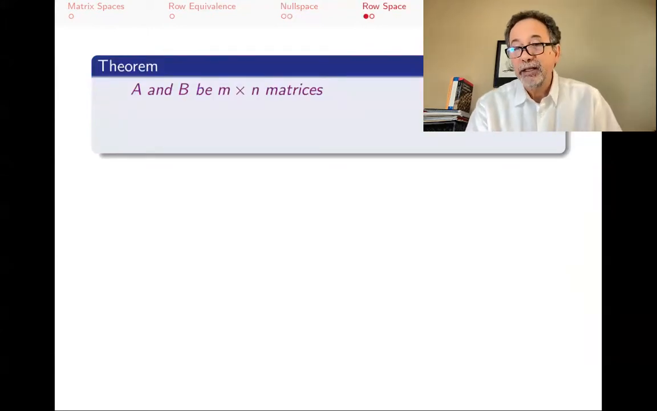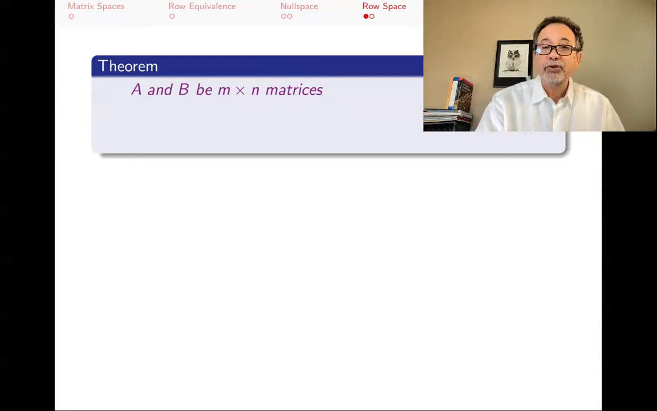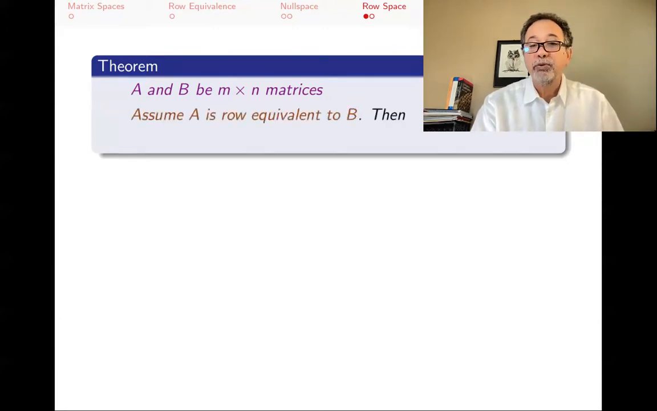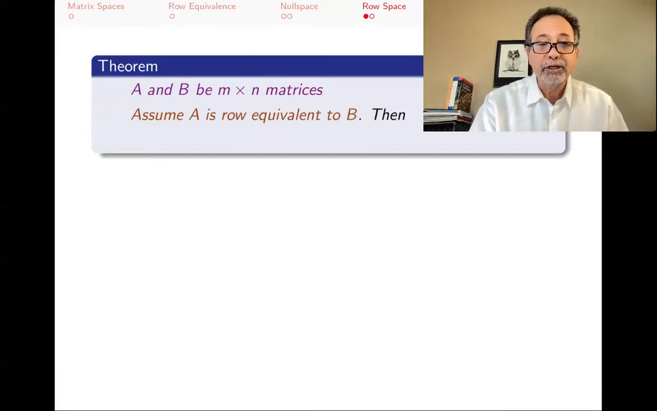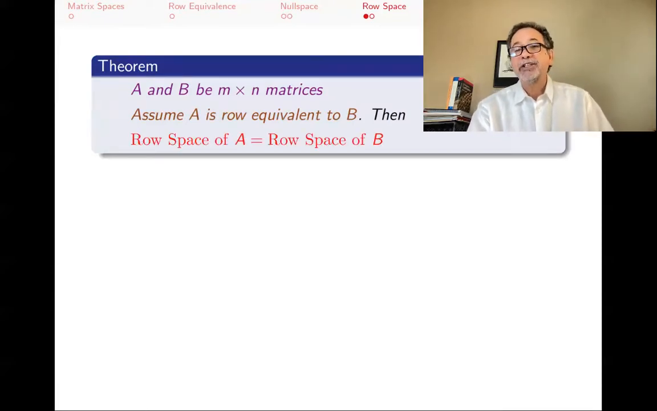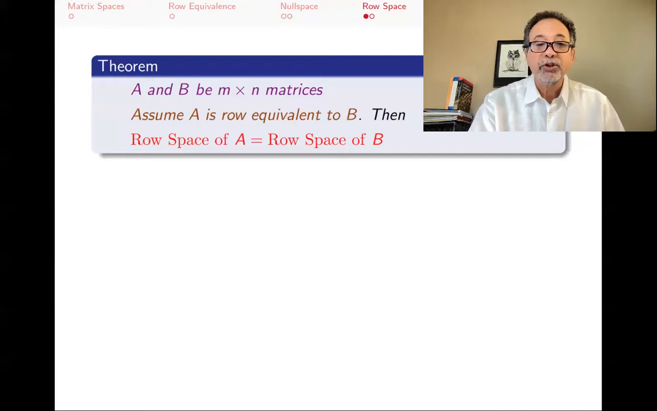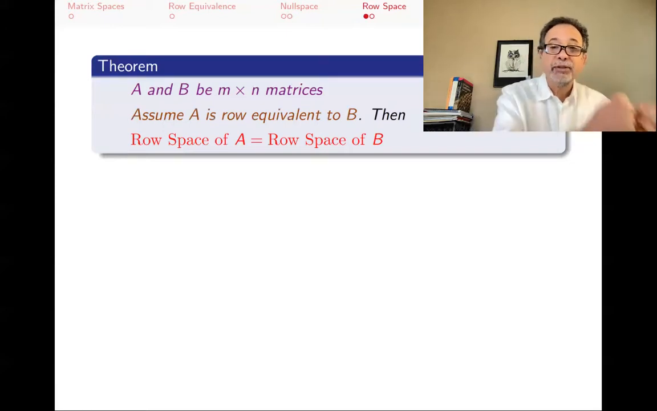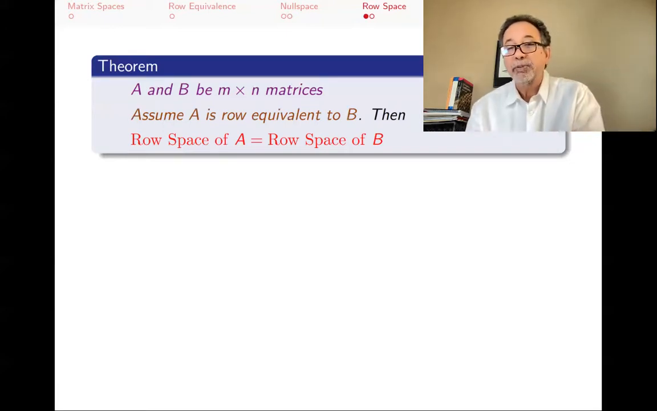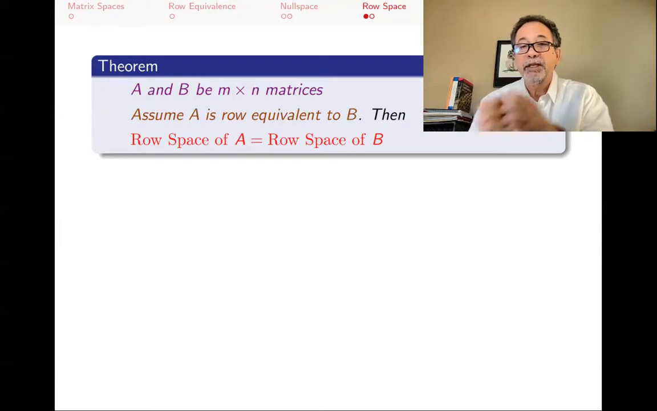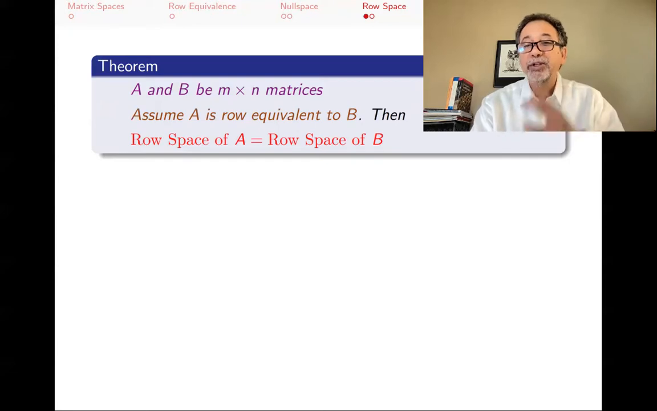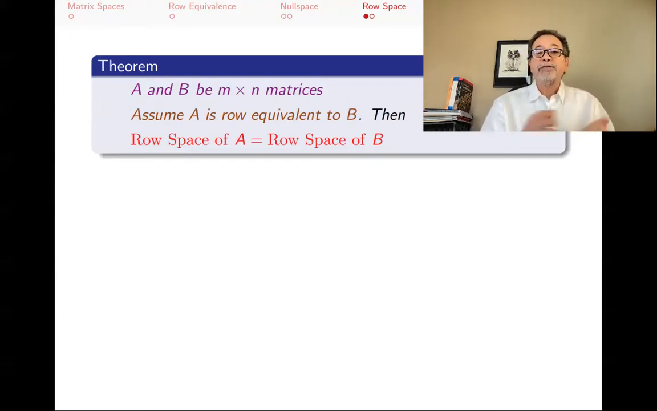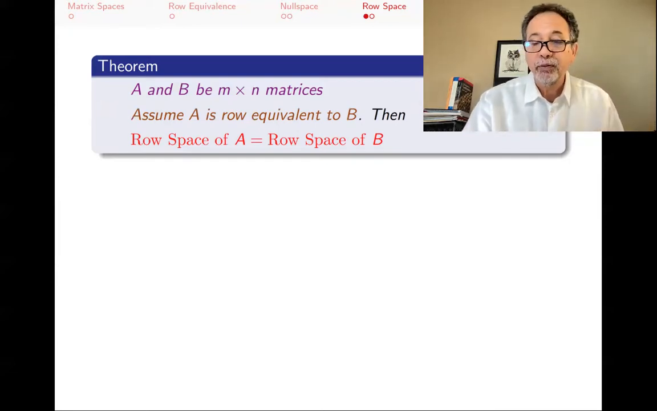So we have a corresponding theorem for the row space. If you have two m by n matrices, and they're row equivalent, again, that means you can get from one to the other by elementary row operations, then the row space does not change. So let's prove that. What we have to do is prove that every element of the row space of A is in the row space of B, and every element of the row space of B is in the row space of A. And if you can prove one of those, the other one follows, because if A is row equivalent to B, B is row equivalent to A.